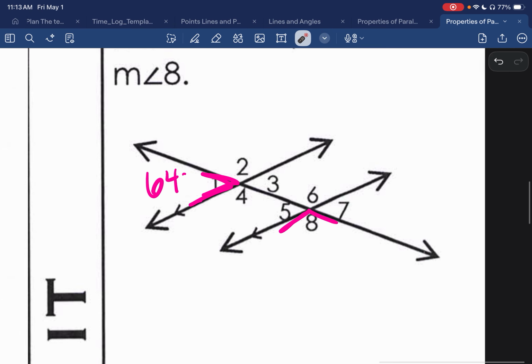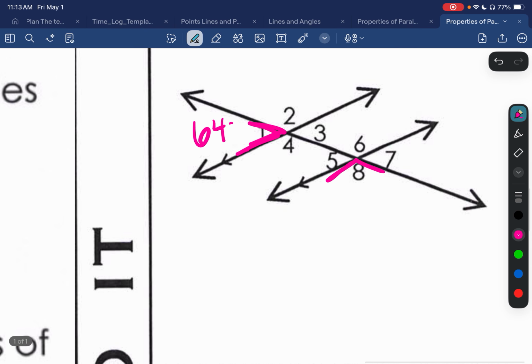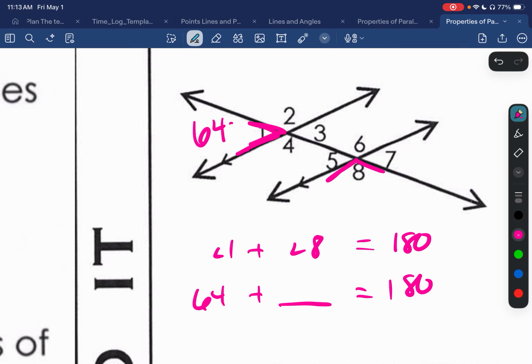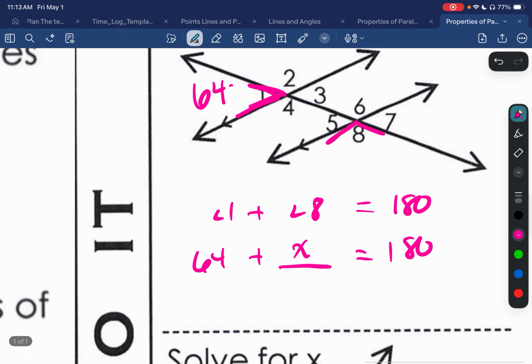So let's go here and we'll say, if the measurement of angle 1 plus the measurement of angle 8 should equal 180 degrees, well, that means 64 plus blank is equal to 180. If we don't know something, we put an X and we solve for X. Subtract 64 from both sides, or what number do you have to add to 64 to get 180? That's going to give you 116. Keep on keeping on. Let's look at the next one.